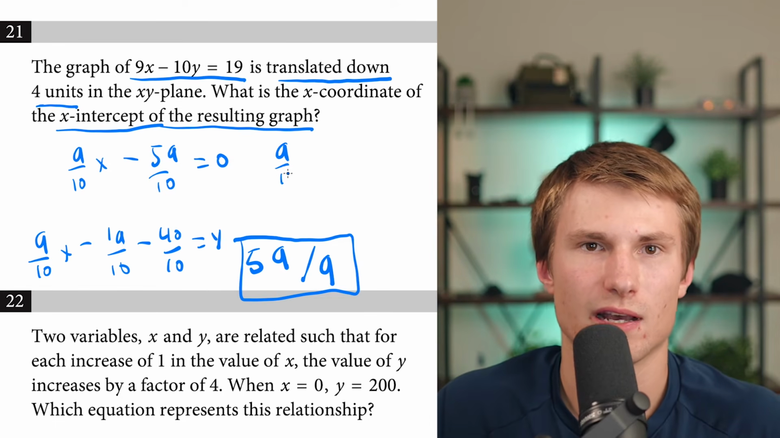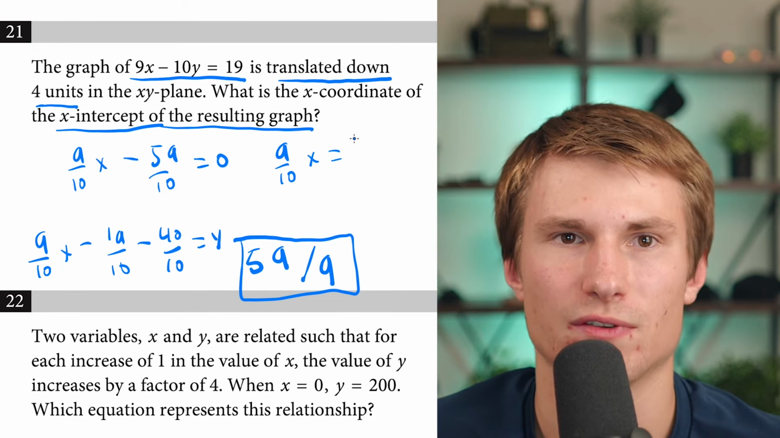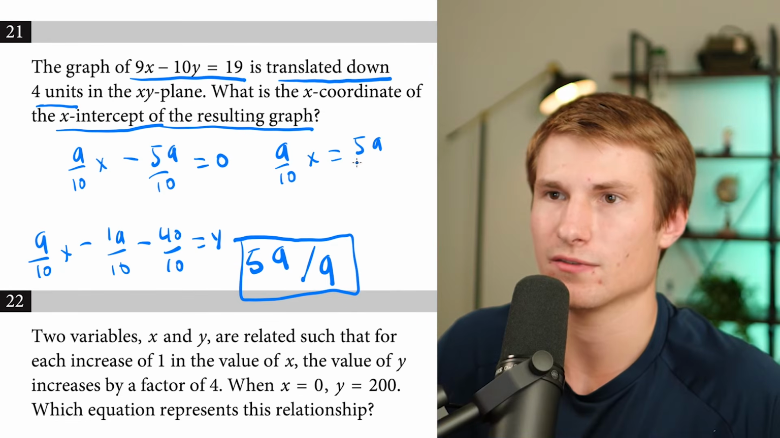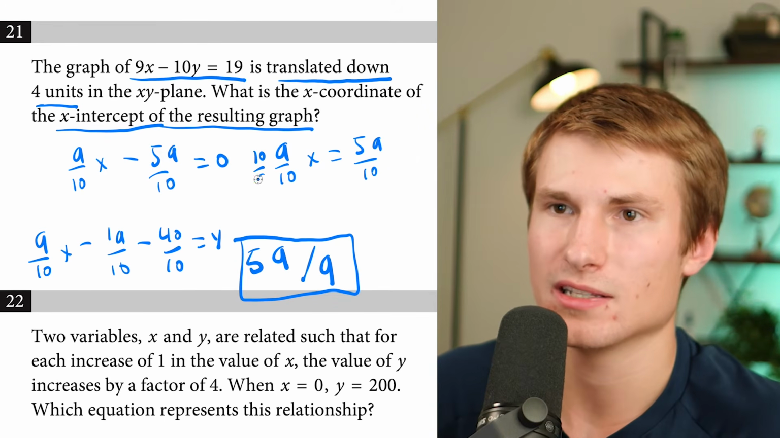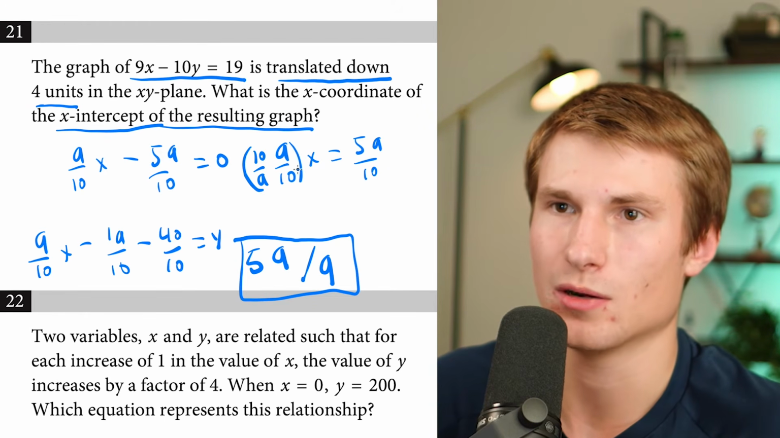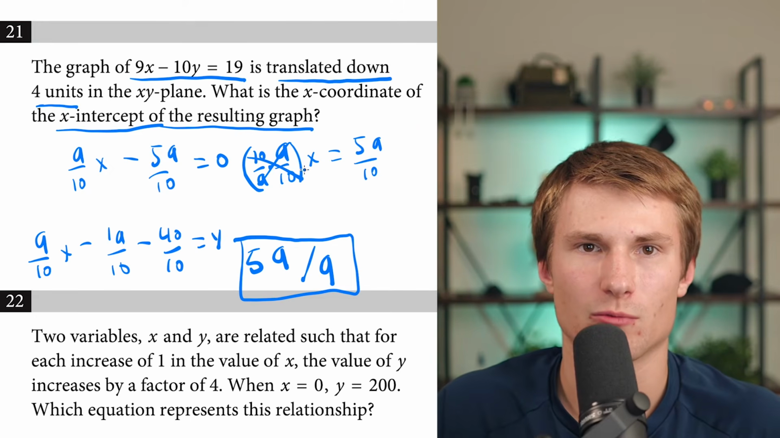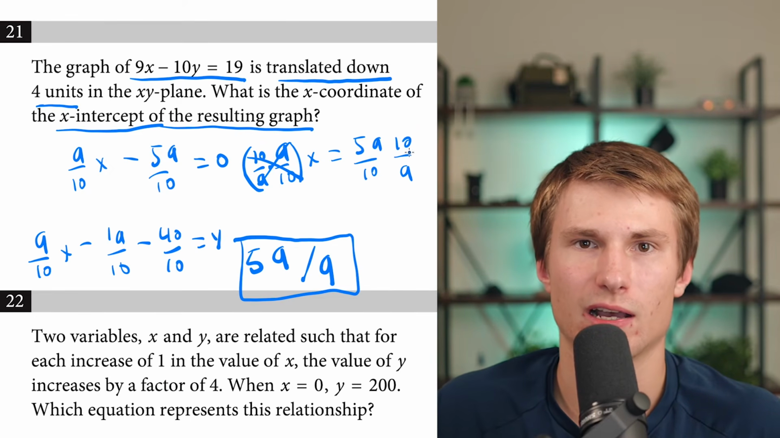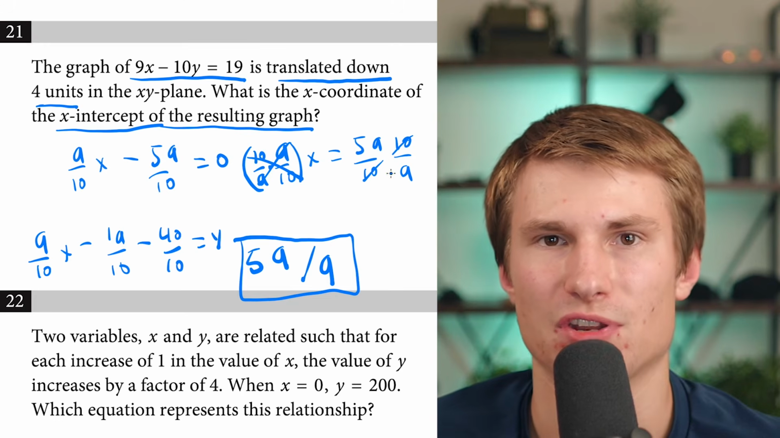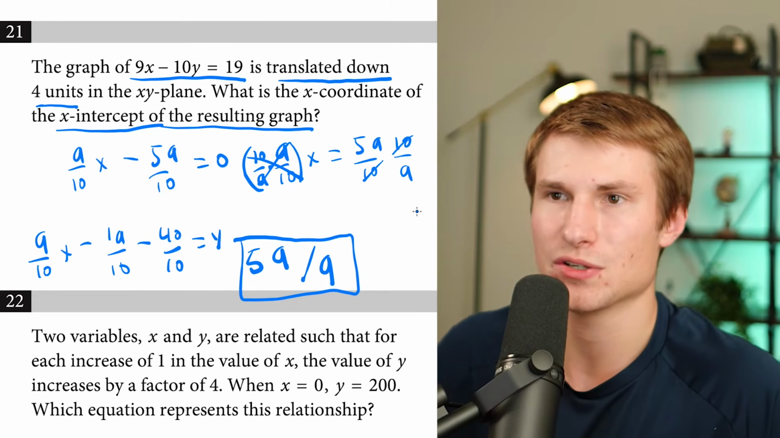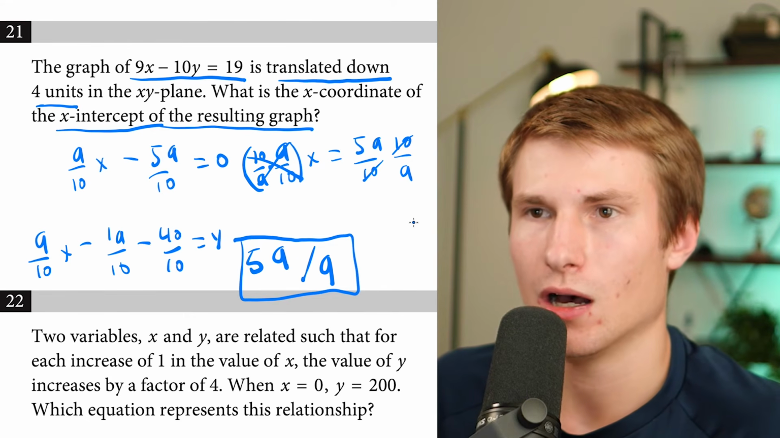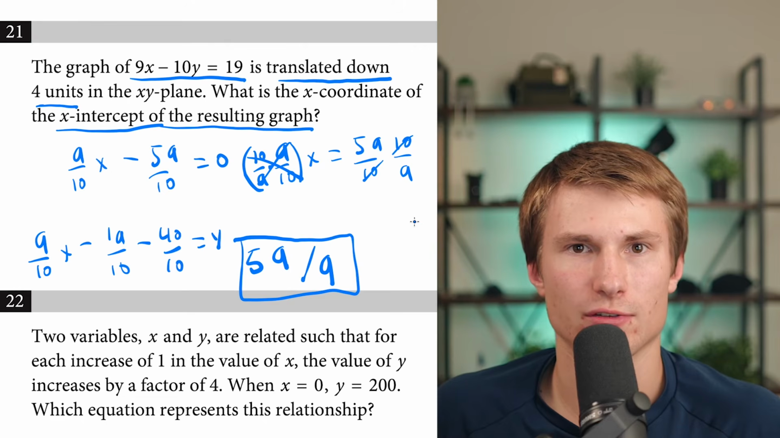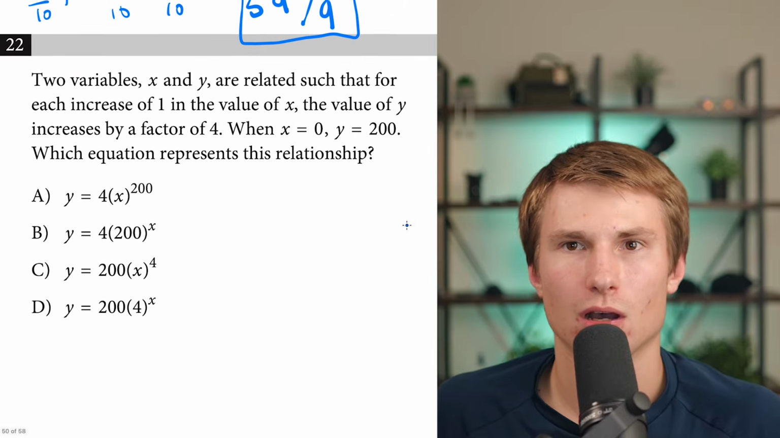Then we can see that 9 over 10 x must equal 59 over 10 by adding 59 over 10 to each side. From there, we can multiply both sides by 10 over 9, and then this will become 1. We multiply this side by 10 over 9. Our 10s are going to cancel here, and we end up with 59 over 9 as well. So those are 2 different ways you can solve that problem. I took sort of what I think is kind of a shortcut there, but if you're not comfortable with that, there's another way to solve it that is a little bit more conventional. Here's question number 22.